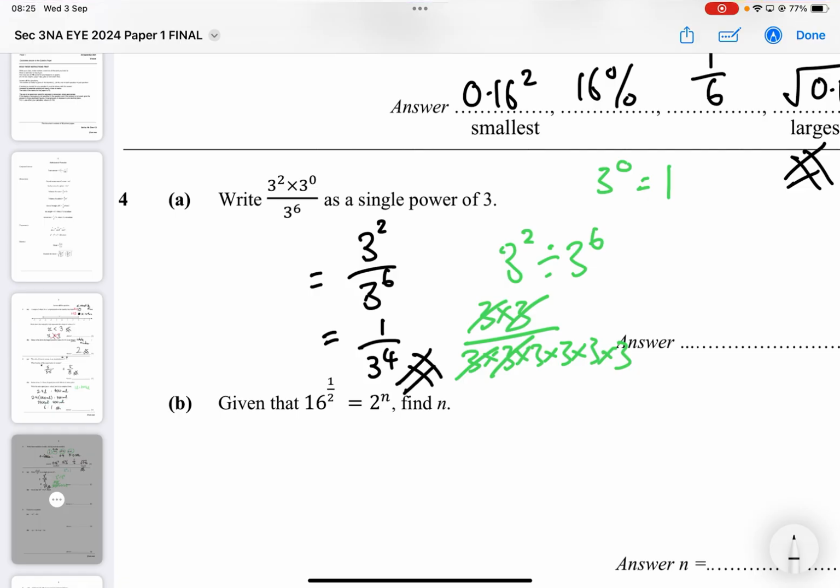Like that, your answer. For those of you who got it, remember by your rule 1, 3 to the power of 2 divided by 3 to the power of 6 will become 2 minus 6, which becomes negative 4. So when you have a negative power, the norm, or what you are all expected to do, is to change it to a positive power by bringing it to the denominator. By default, we want a positive power when we answer a question.